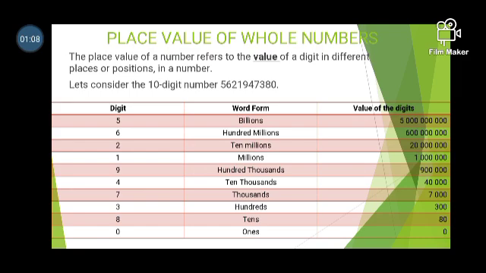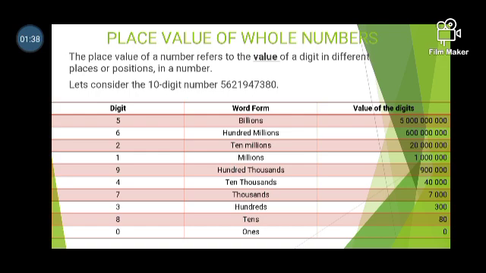the place value of 5 is billions, which is 5 billion. The place value of 6 is 100 million, which is 600 million. The place value of 2 is 10 million, which is 20 million. Sorry, the place value of 1 is millions, which is 1 million.